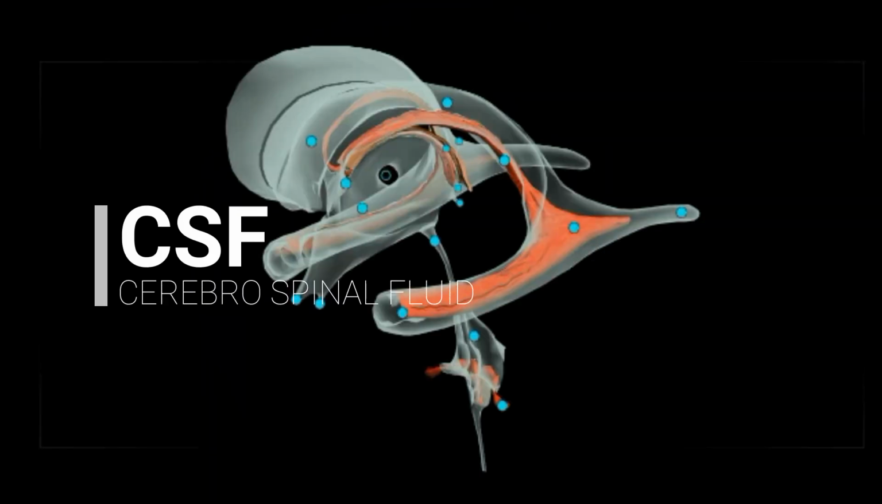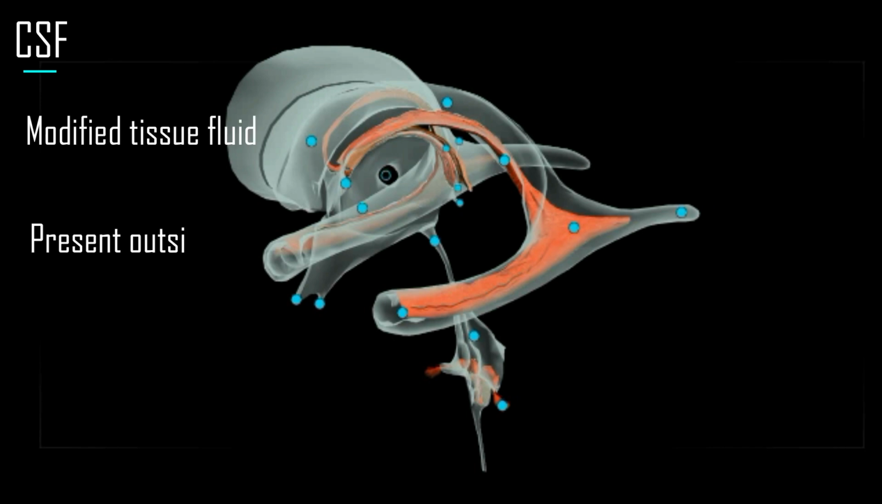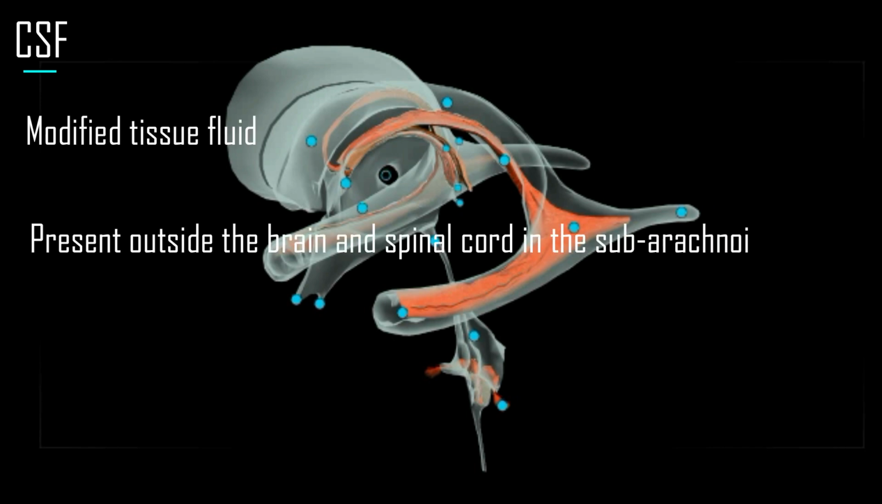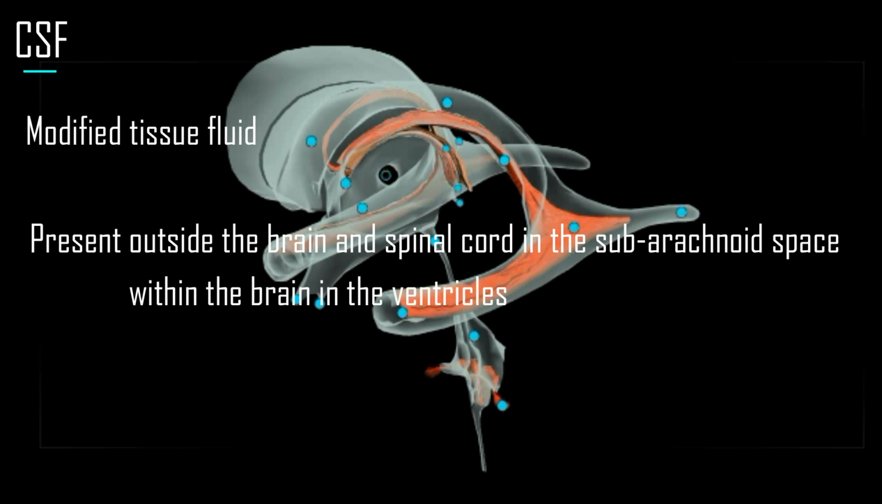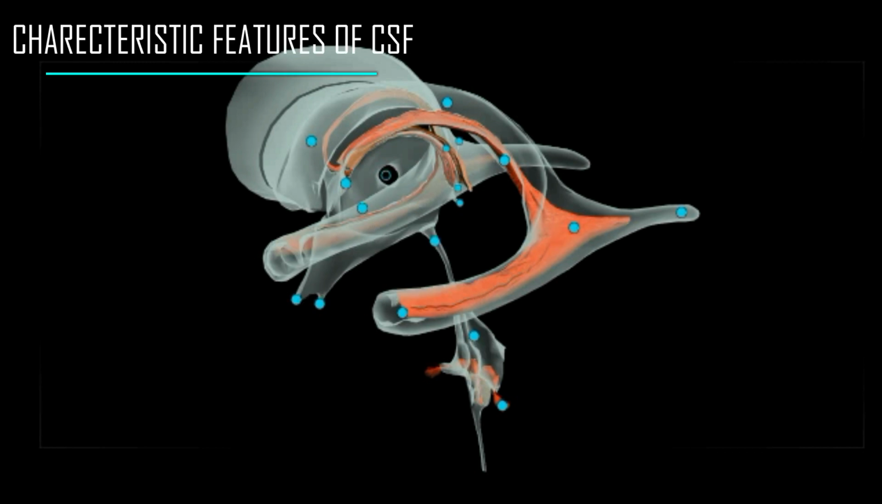CSF, cerebrospinal fluid, is a tissue fluid in the subarachnoid space around the brain and the spinal cord. It fills the ventricles of the brain, cisterns and sulci, as well as the central canal of the spinal cord. CSF actually resembles the lymph in the central nervous system.